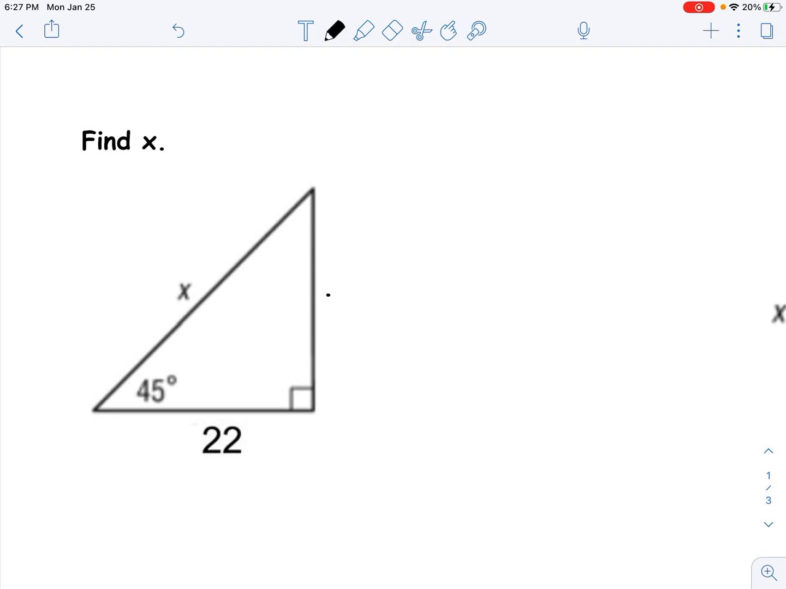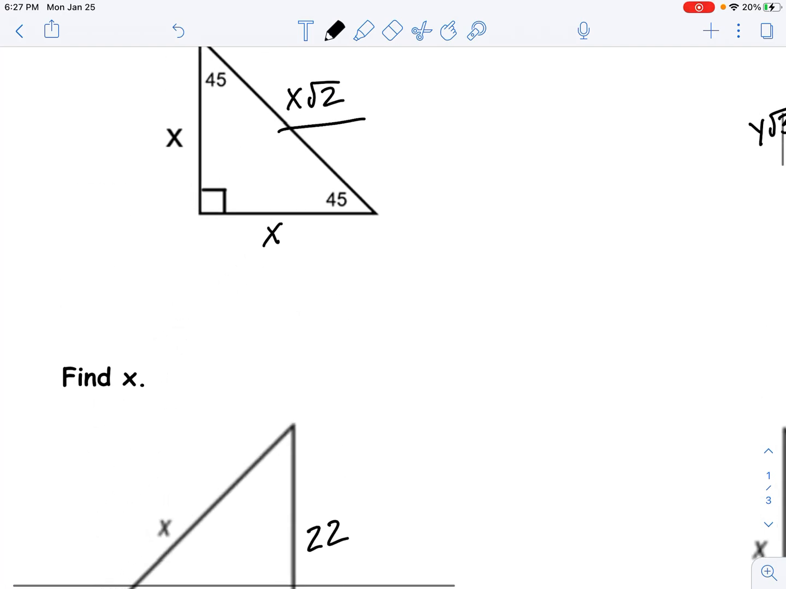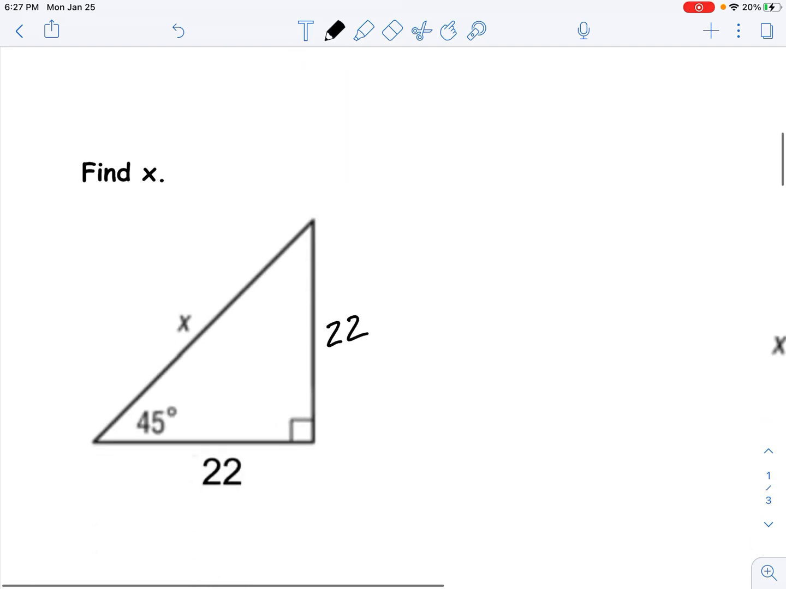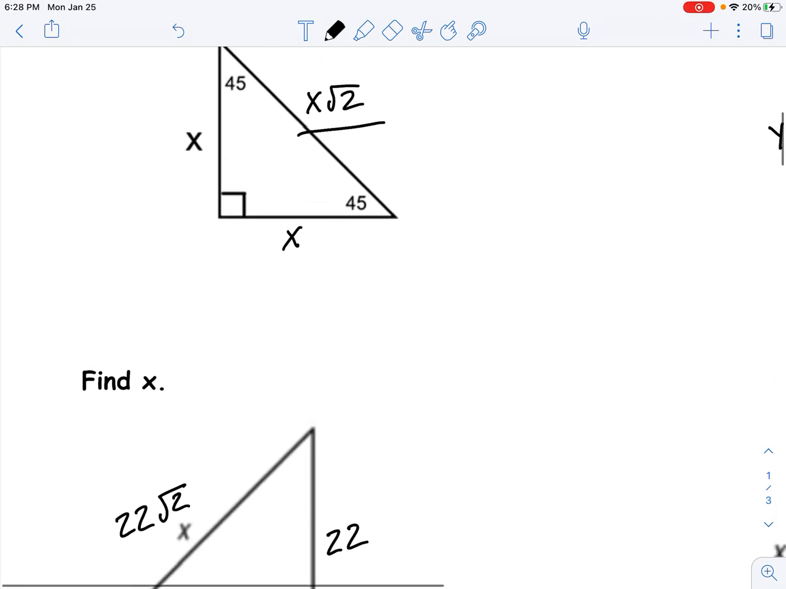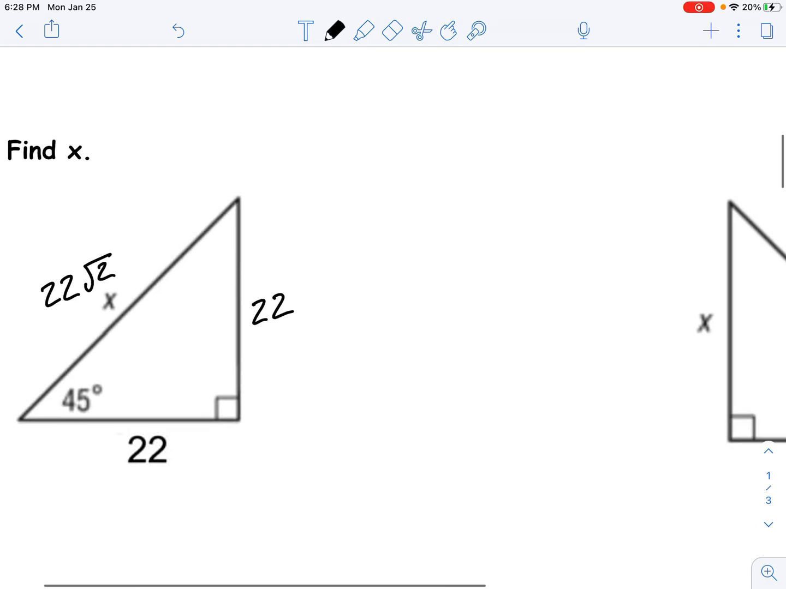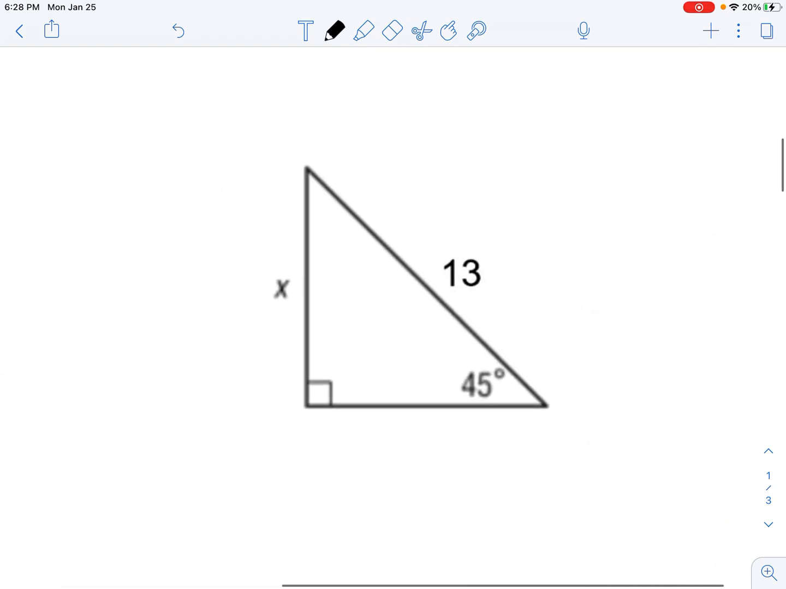Okay, find x. So if this one's 22, that means this is also 22. And using our template from above, we have x root 2 for the hypotenuse. So over here, it's going to be 22 times the square root of 2. So again, we just have to use that template.